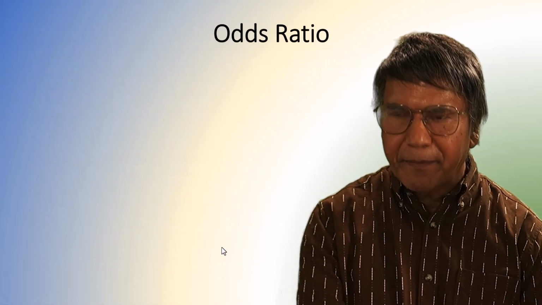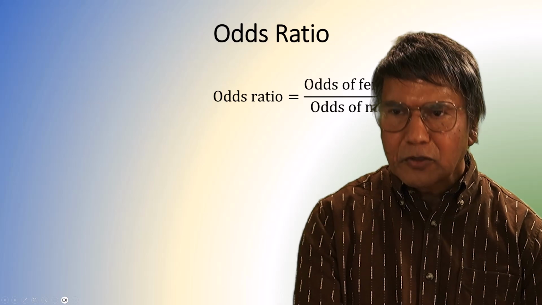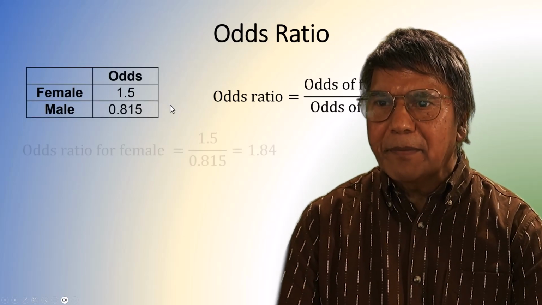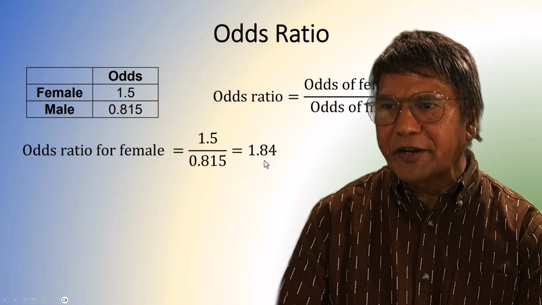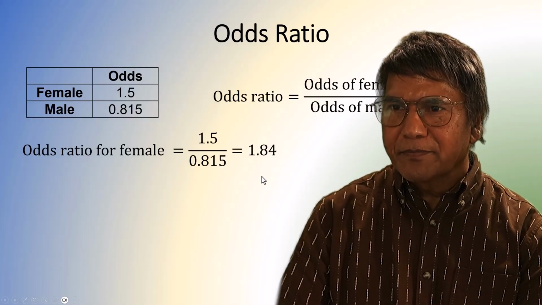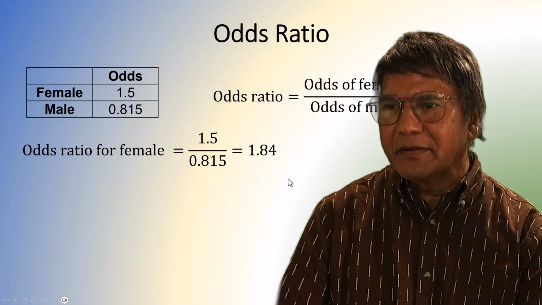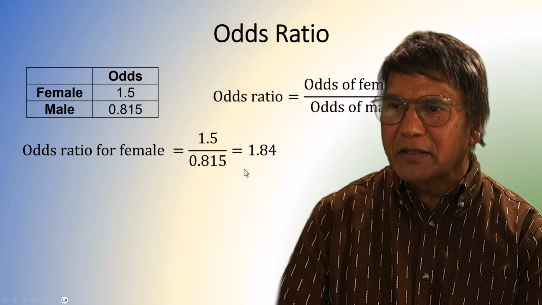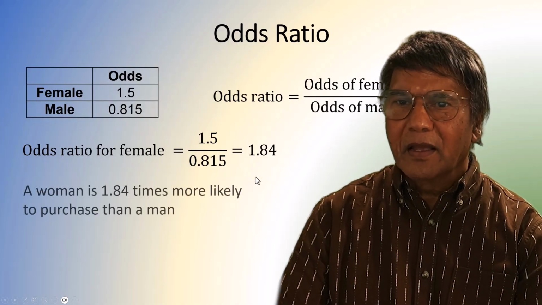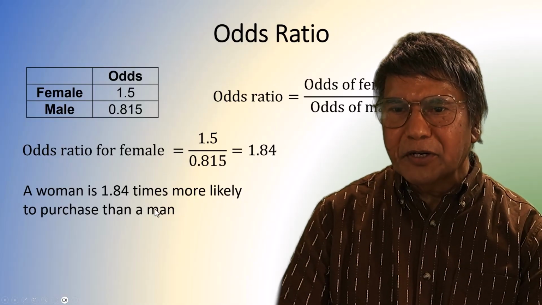Odds ratio simply will be female versus male. So we have the odds table here. The odds ratio of female purchasing versus male purchasing is 1.84. So if there's a man and a woman in the store, there is a 1.84 times more likely chance that the woman is going to buy than the man is going to buy. And that's what odds ratios are. So a woman is 1.84 times more likely to purchase than a man.